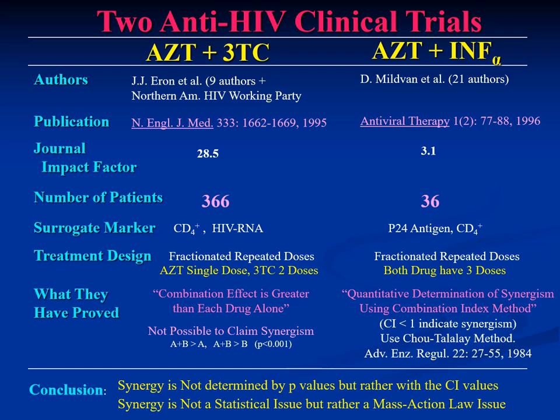using only 36 patients. Both AZT and interferon use 3 doses and use the constant ratio combination design, which quantitatively determines synergism, as indicated by CI smaller than 1. Show efficiency, cost effectiveness, quantitative, and using 10 times fewer number of patients.